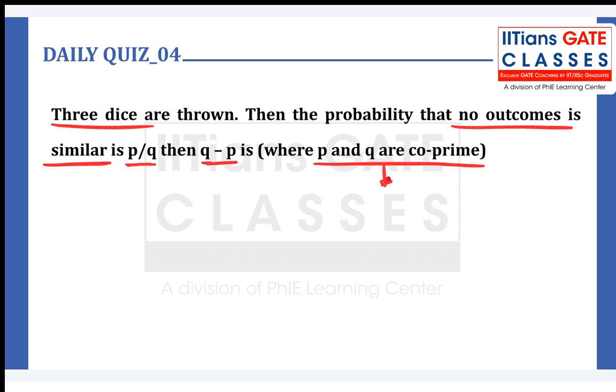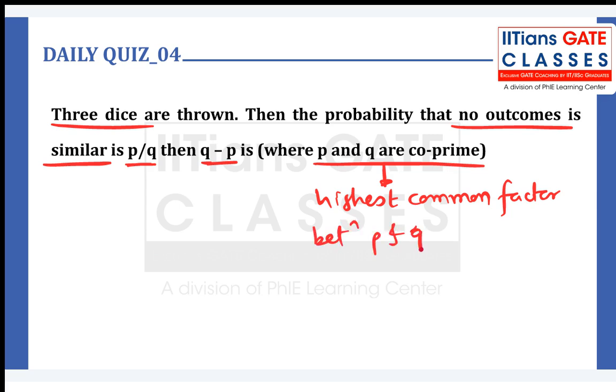So first thing you should know, what is the meaning of co-prime. This means that the highest common factor between P and Q is 1. Okay, so that means when you do the factorization of P and Q in terms of prime numbers, as a product of prime numbers, only 1 will be common in all of them. You cannot have 2 and 3 common in P and Q.